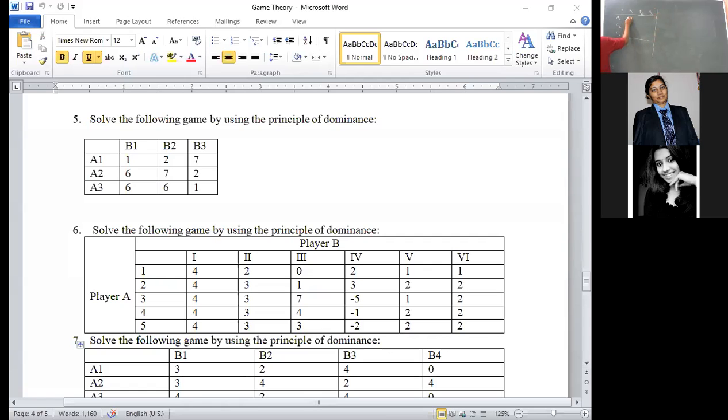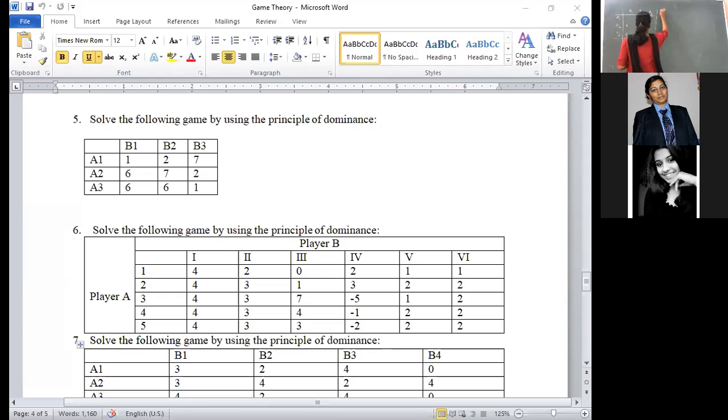Principle of dominance. The matrix values are 1, 6, 6, 2, 7, 6, 7, 2, 1. Okay, first we will verify for saddle point. Even if a saddle point exists, that is the value of the game. By using principle of dominance, we have to apply dominant strategy.